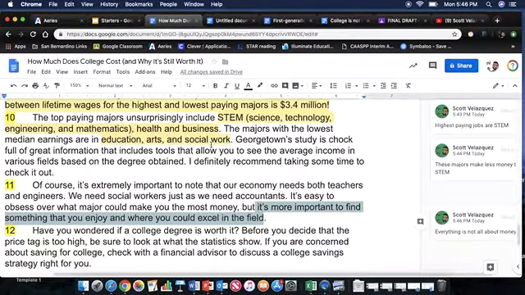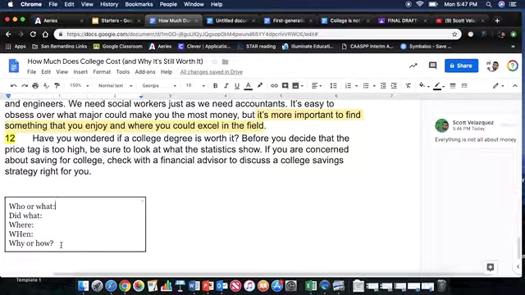All right, paragraph 12. Have you ever wondered if a college degree is worth it? Before you decide that the price tag is too high, be sure to look at what the statistics show. If you are concerned about saving for college, check with a financial advisor to discuss a college saving strategy that is right for you. Okay, so now go down to your box. So once again, go ahead and fill this in. Based on what we read, who or what was this chunk about? What did it say that they did? Where is this happening? When is it happening? Why or how? So I'll give you a couple minutes to do that, and then I'll check in with you.